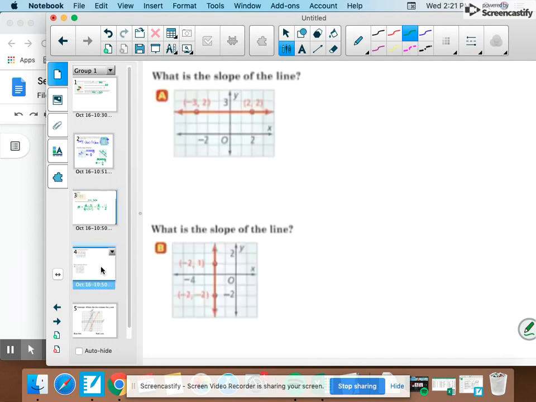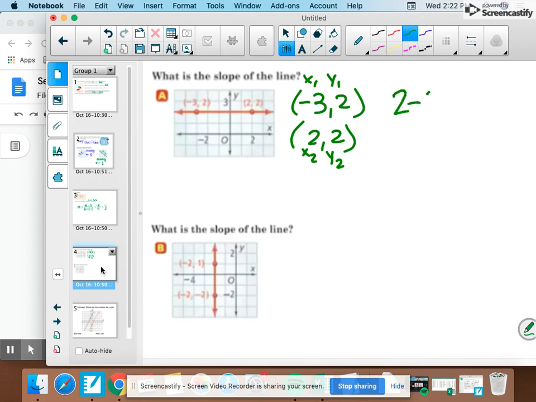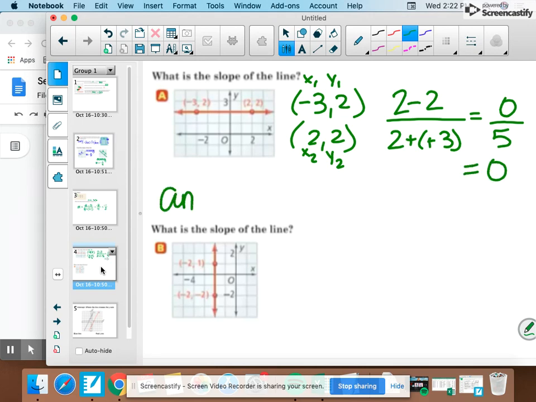The next two problems we're going to look at are horizontal and vertical lines. We're going to look at what happens when we take these 2 points and put them in the slope formula, and then talk about a general rule for horizontal and vertical lines. So this would be my x1, y1, this is my x2 and my y2. In my equation, I would have 2 minus 2 over 2 minus a negative 3. That's going to become 0 over 5, and 0 over 5 equals 0. So any horizontal line has a slope of 0.